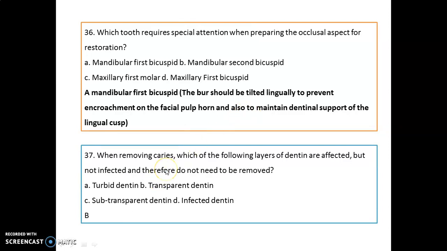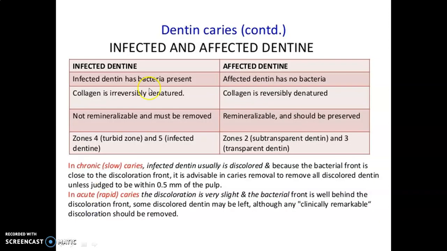So when you remove caries, which of the following layers of dentin are affected but not infected and therefore no need to remove? That is your transparent dentin, a very confusing MCQ, aspirant. So let us make it clear. What's the difference between infected and affected dentin? Infected dentin has bacteria, affected dentin has no bacteria. Infected dentin is irreversibly denatured, whereas affected dentin is reversibly denatured. Infected dentin cannot be remineralized. That's why you need to remove it. Whereas affected dentin you can remineralize.